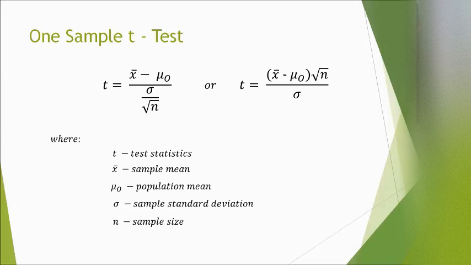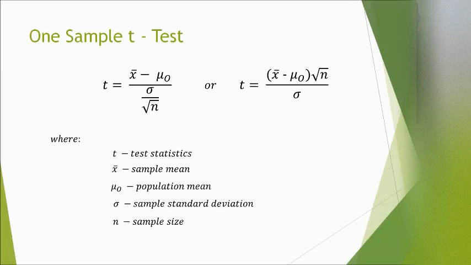So for the one sample t-test, let me show you the formula. So t is equal to the test statistic. X bar means the sample mean. Okay, so mu sub 0 is the population mean. And then the sigma symbol denotes the sample standard deviation. And then the N is the sample size.